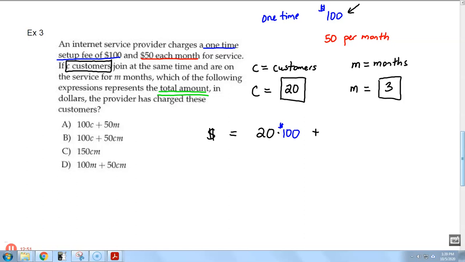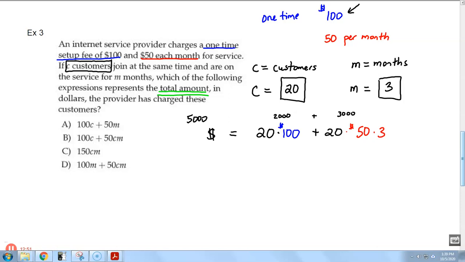Then I got to add the monthly charges. So then I have 20 people paying me $50 a month. But then they're going to do that for 3 months. So I think if we do our total money here and we add all that up, we're going to have $2,000 plus, that's going to be 20 times 50 is 1,000 times 3 is 3,000. So 2,000 plus 3,000, it looks like I'm making $5,000 the first 3 months, which isn't that great.